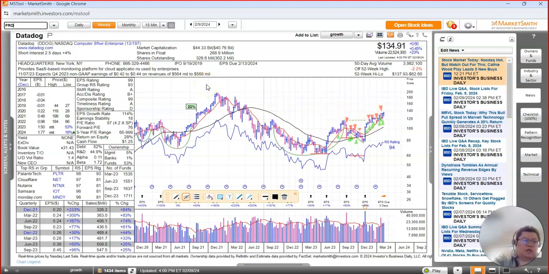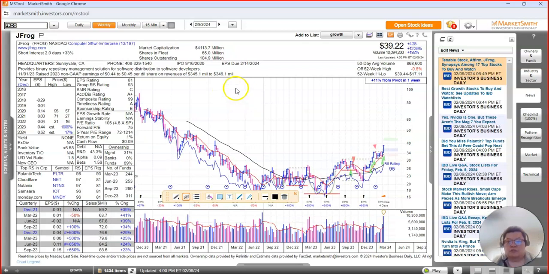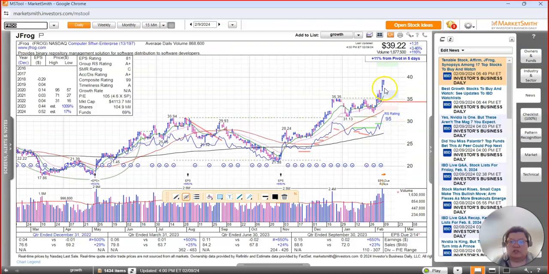The one that I like, which surprised me, is Frog. So this one, it was really choppy before too, but when it finally moved, you can see it moved right here really strong, and then at the beginning of the year it based, a really short base, and then this last week it started to move. So this one has better behavior than Datadog, and now the 10-day is really strong, really strong. And look at this volume. Look at that volume, right?